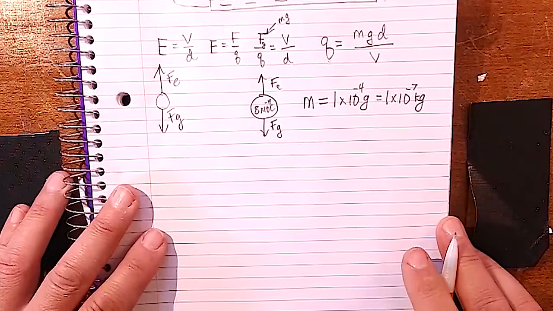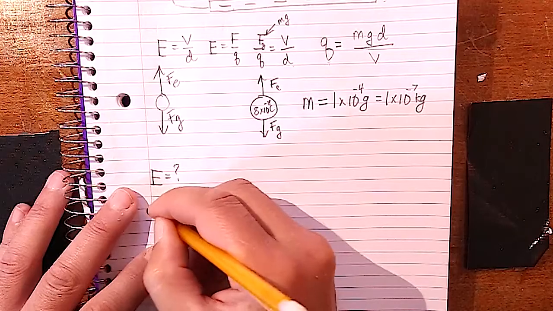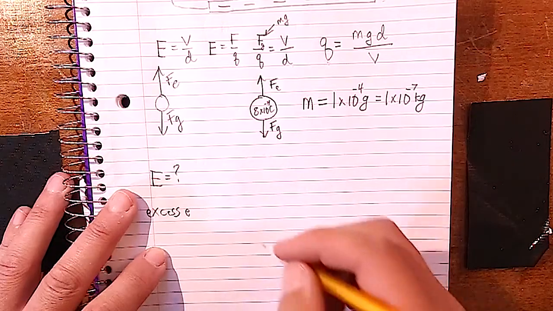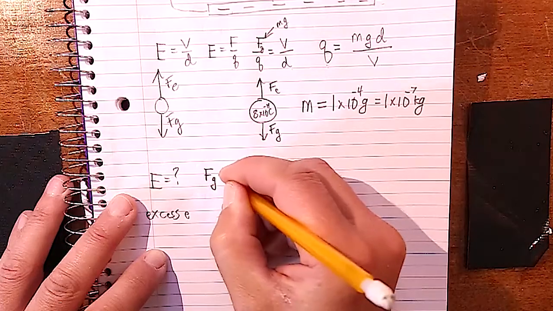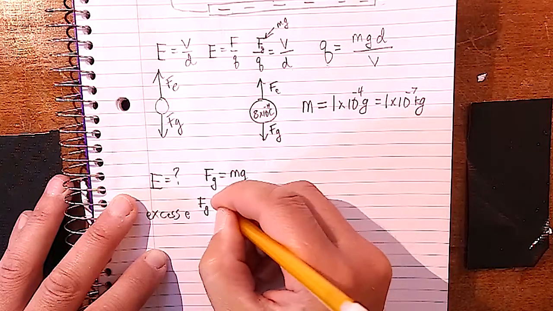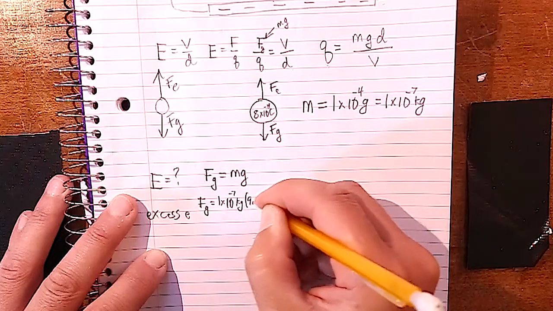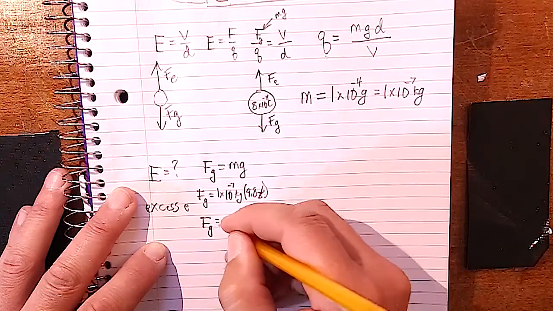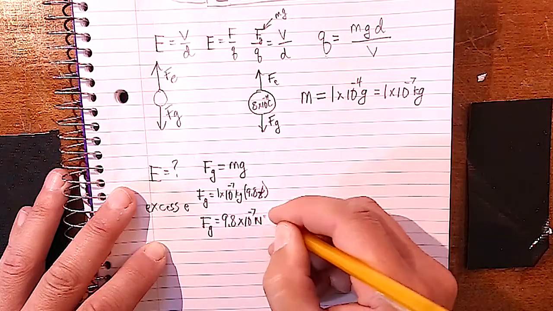And now, let's see if we can figure out E, and let's see if we can figure out the number of excess electrons. To do that, to find Fg, we're going to have to find that Fg first. All we have to do is Fg equals mg. So we have m, which is 1 times 10 to the minus 7th kilograms, times 9.8, and we multiply those two, and Fg is equal to 9.8 times 10 to the minus 7th newtons.